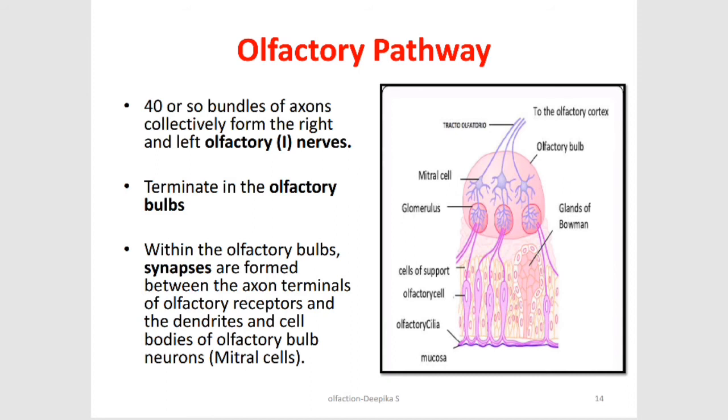The action potential generated in the receptor cell will be carried to the cerebral cortex via a nervous pathway called the olfactory pathway. The nerve involved in this pathway is the olfactory nerve. The receptor cell is a bipolar neuron. Bundles of axons of this bipolar neuron collectively form the right and left olfactory nerves. The olfactory nerve terminates in the olfactory bulbs by forming synapses with the dendrites and cell bodies of olfactory bulb neurons, also called mitral cells.